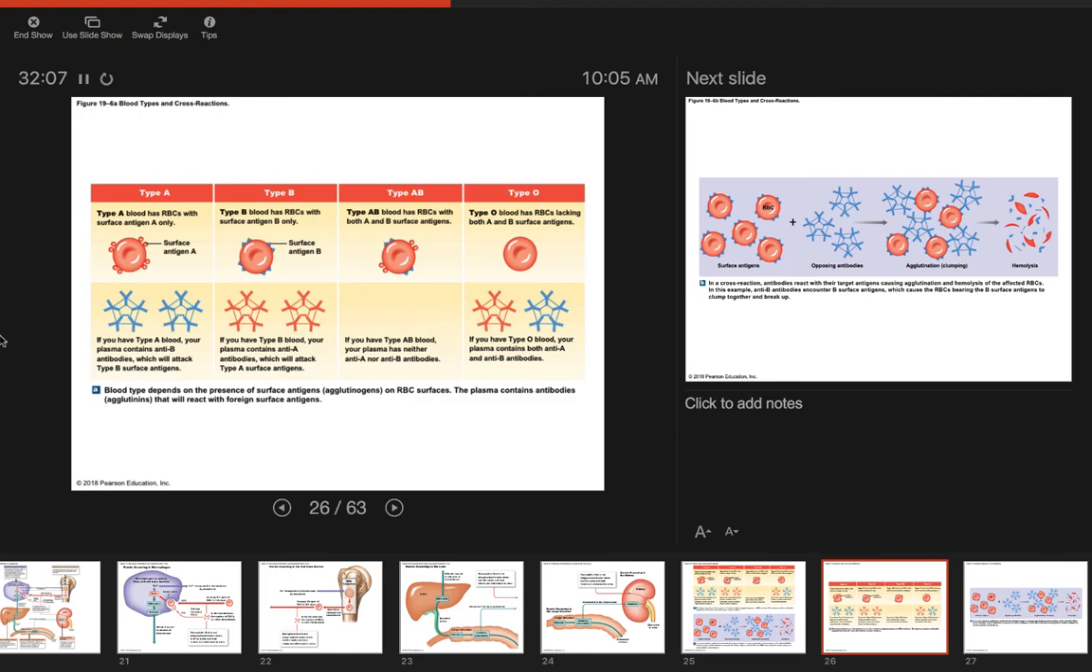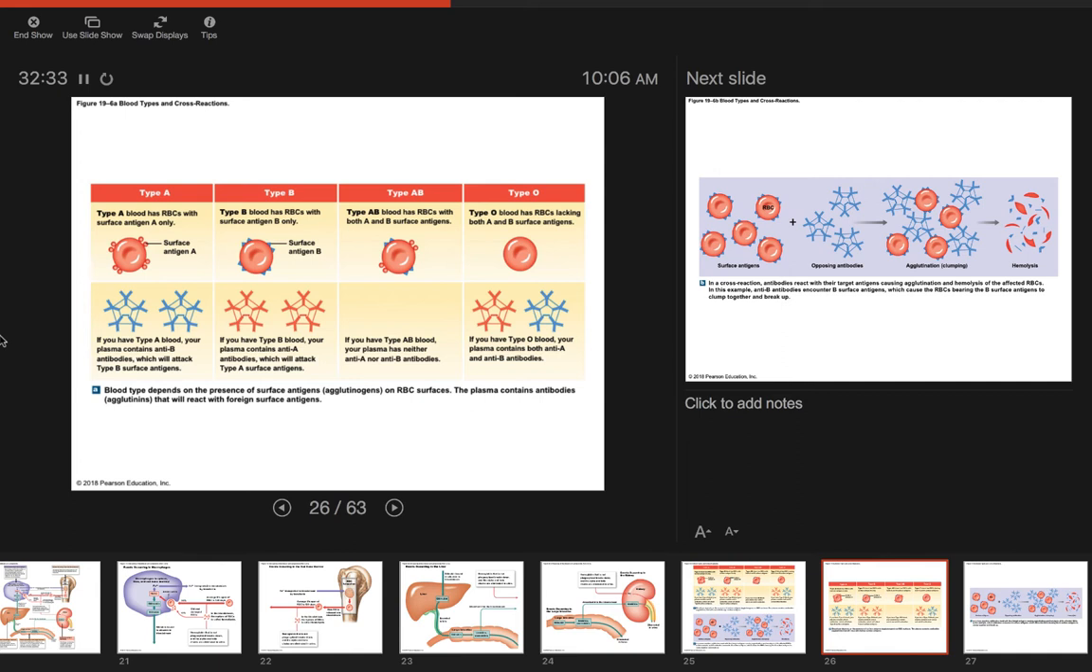So in blood typing, we have found that your red blood cells can have one of two different antigens in the ABO blood typing. There are other types of blood typing, but the one that's most common is the ABO method of blood typing. So we look at the red blood cells, and we look at the name tags. The name tags, again, are the antigens.